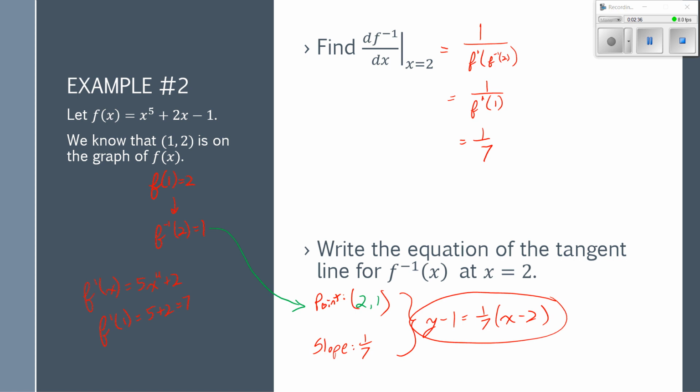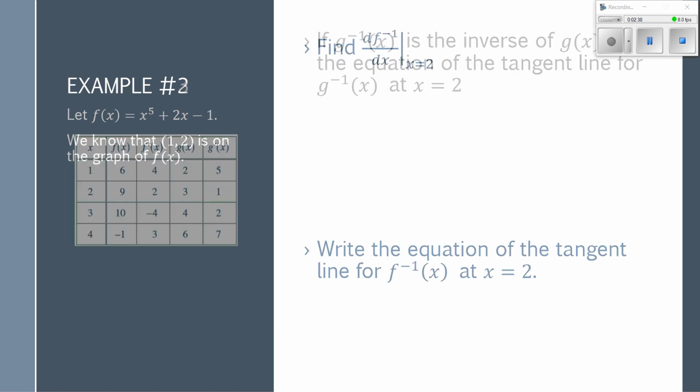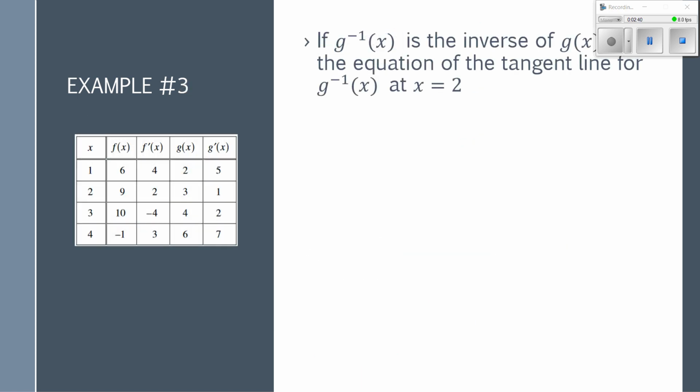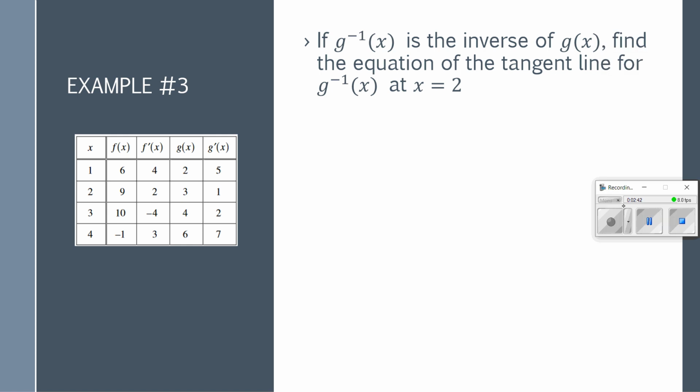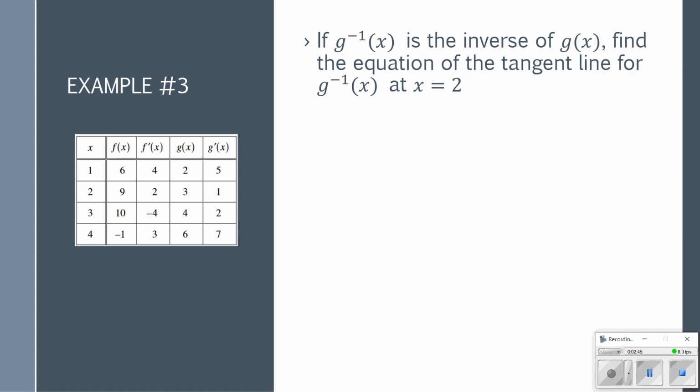That's one way that you could see this asked. The other way is with our table of values, which everybody always seems to find oh so lovely. So we have g, we have f prime, we have g prime, and we're being told that g inverse is the inverse of g, and to find the equation of the tangent line for g inverse of x at x equals 2.